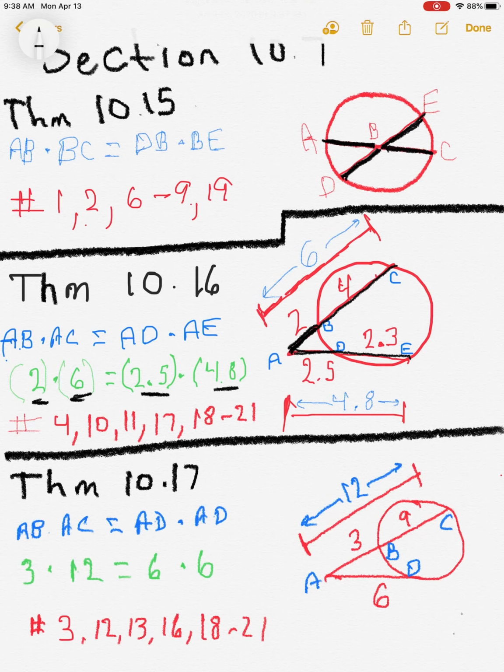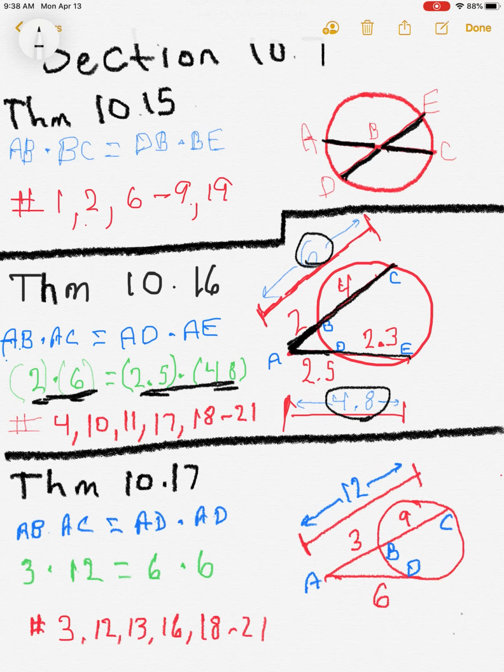Let's imagine the external part here is 2. 2 times the total of 6 is equal to the external part 2.5 times the total of 2.5 plus 2.3 or 4.8. You get 12. 2 times 6 is 12. 2.5 times 4.8 is 12. External times total equals external times total.